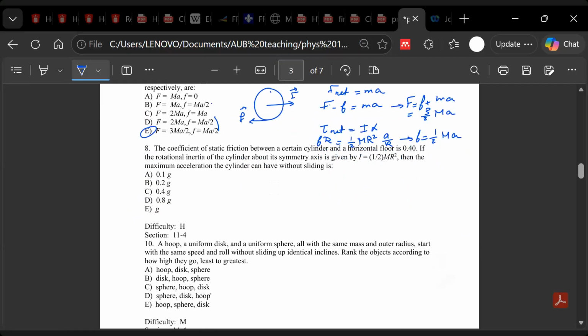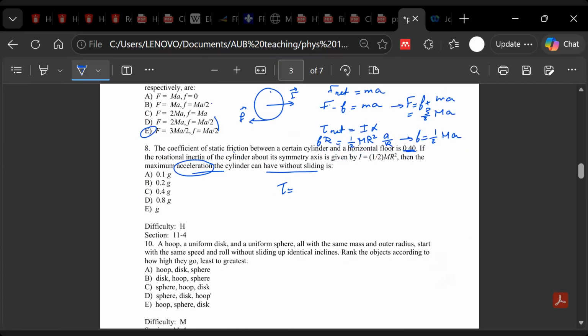The coefficient of static friction between a certain cylinder and a horizontal floor is 0.4. The rotational inertia is half mr squared. What's the maximum acceleration the cylinder can have without sliding? So I just want to study the acceleration. I know the static friction coefficient is 0.4.